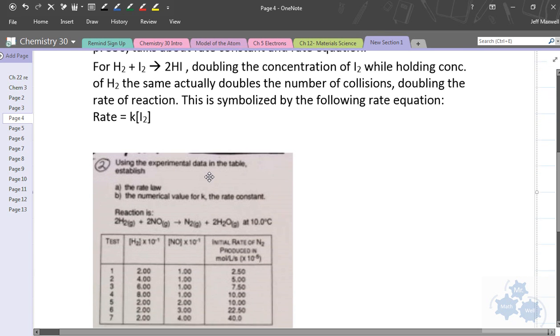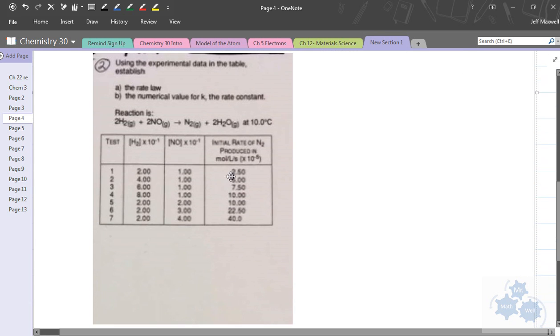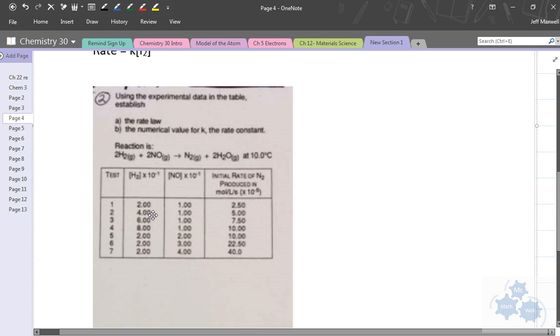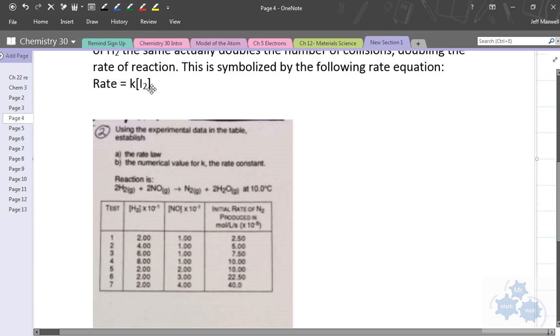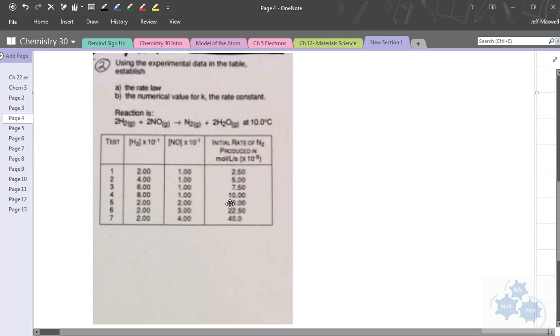Now, if we look closer at a different reaction here, and again, I apologize for the fuzziness of this chart, I hope you can make it out. It says, using the experimental data in the chart below, determine the rate law and the numerical constant for k. So the rate law is basically the same as the rate equation. You'll hear me say rate equation as well. So rate law, rate equation.